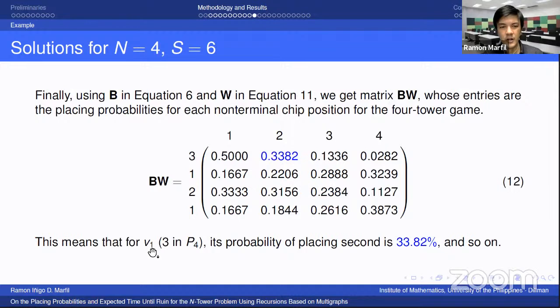This means that, for example, for B sub 1 for 3 in the state 4111 in the four-tower problem, its probability of placing second is 33.82%. Probability of placing first is 50%, placing third naman ay 13.36%, and placing fourth ay 2.82% lang. Okay, so yan, nasolve na natin yung placing probabilities para sa 4-tower problem with total wealth equal to 6.